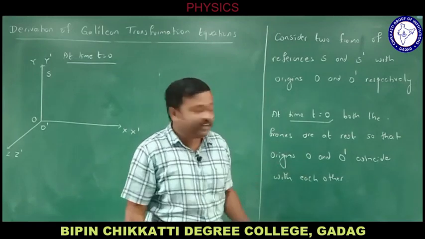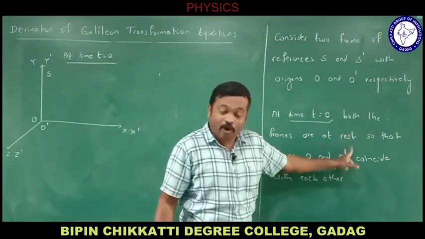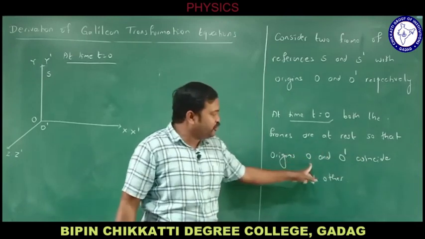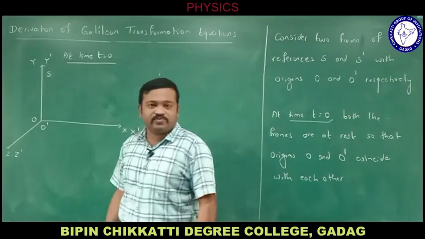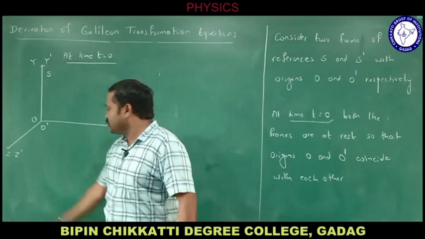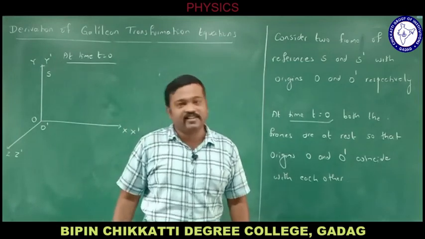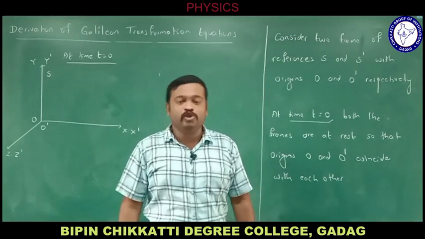That is what I have written here. At time t equal to 0, both the frames are at rest, right? How are they at rest? So that origins O and O dash coincide with each other. If O and O dash coincide with each other, of course x and x dash coincide, y and y dash coincide, z and z dash also coincide with each other. At that time, let me consider time t equal to 0, right?